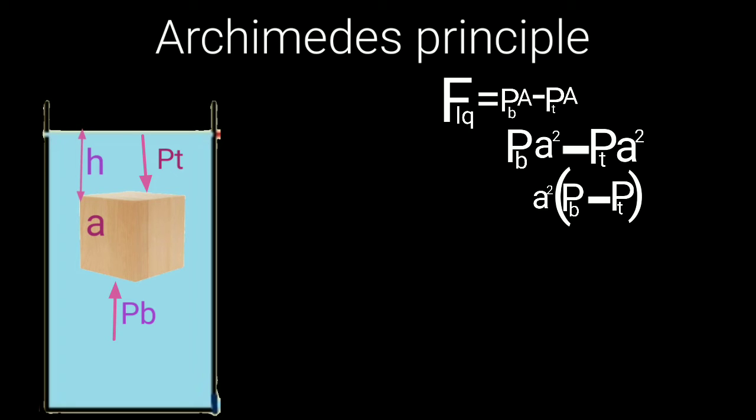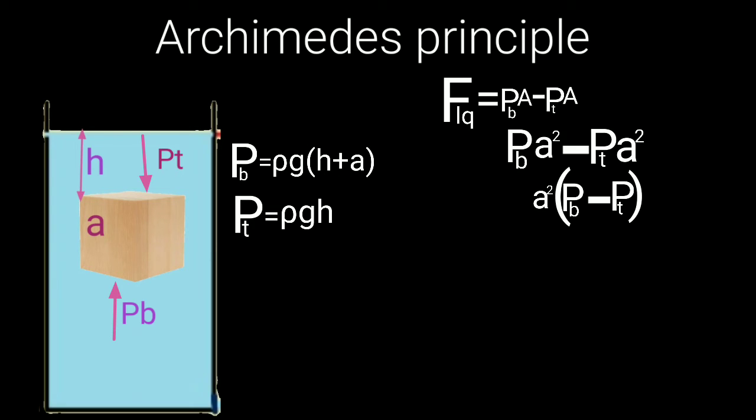To calculate pressure from bottom, we use the formula I told you at the start of the video, that is rho g h. Looking at the figure, the cube is at a depth h and the side of the cube is a. So to calculate the pressure from bottom, we take the height as h plus a. So Pb is equal to rho g of (h plus a). To calculate the pressure from top, we use the same formula, and here the depth is h, so Pt is rho g h.